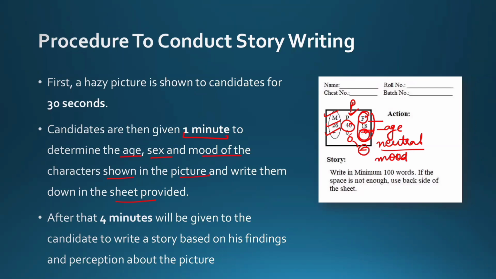After that, you will be given 4 minutes. In those 4 minutes, you have to write the story on the basis of the picture that was shown to you. First of all, you must write the action, which will represent what is happening in this picture according to you. And then you have to write a story.